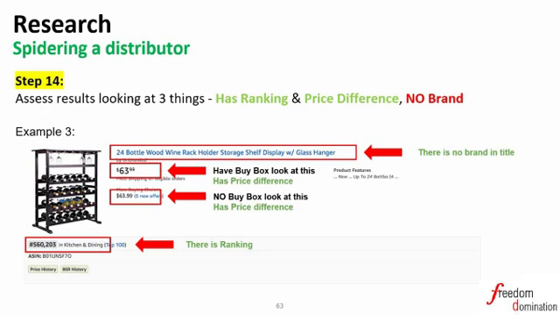So for example 3, it has clearly met all the three criteria of ranking, price difference, and no brand. Therefore, we are able to list this listing.